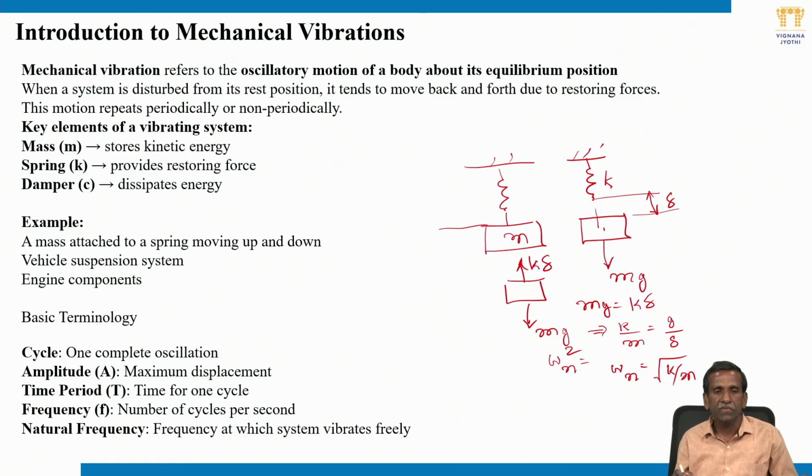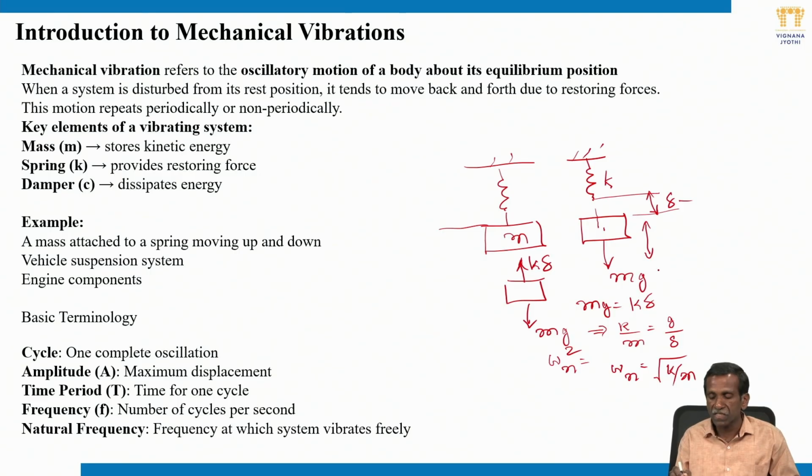Before going further, you need to understand the basic terminology that we saw yesterday also. What is a cycle? One complete oscillation is called a cycle. Suppose this spring mass system is oscillating, moving down and again moving up. This is a complete cycle. Amplitude is the maximum displacement; here the static displacement is delta. Time period is the time for one cycle, that is, one oscillation.